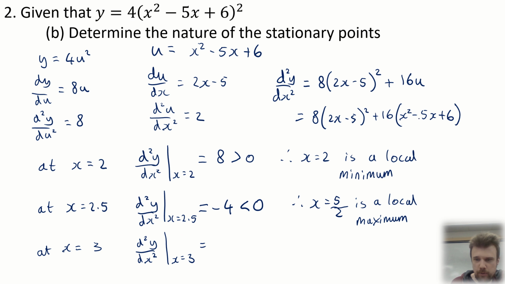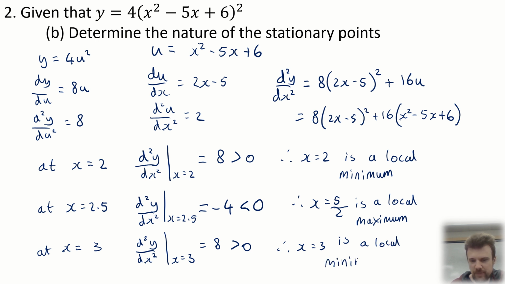The right-hand bit will now be 0. And therefore plug 3 into just that bit. You get 6. 6 take away 5 is 1. 1 squared is 1. It's 8. There you go. And oh my goodness, 8 is bigger than 0. And therefore x equals 3 is a local minimum.